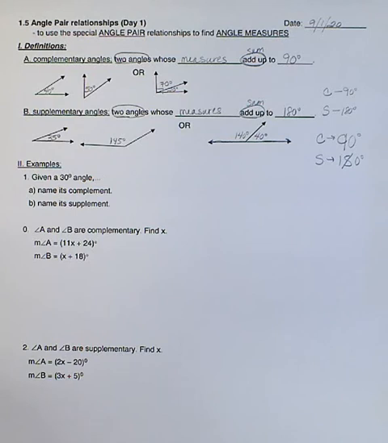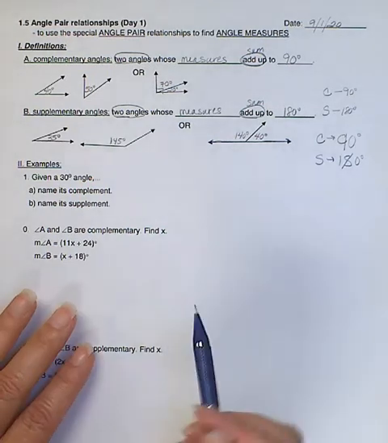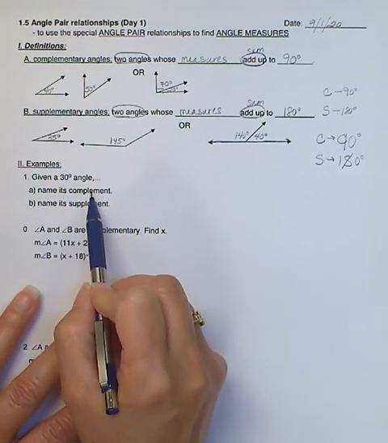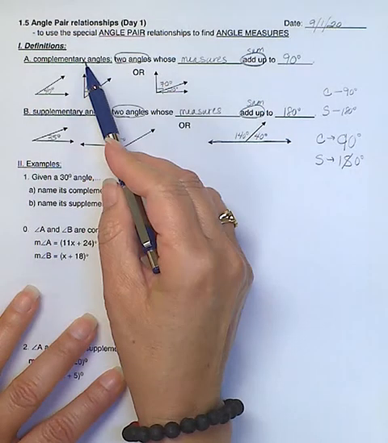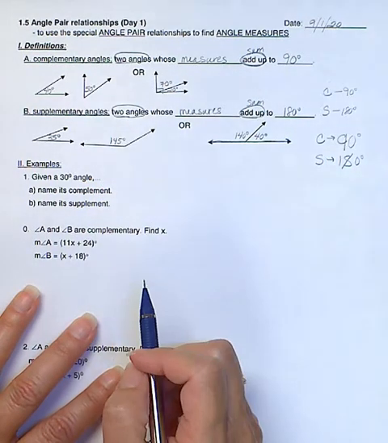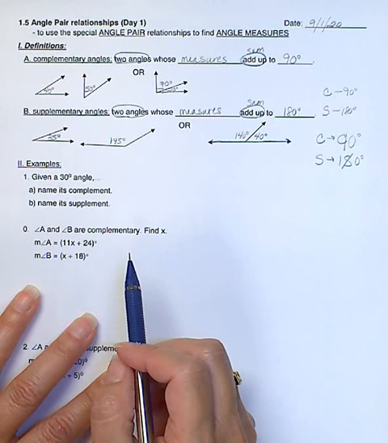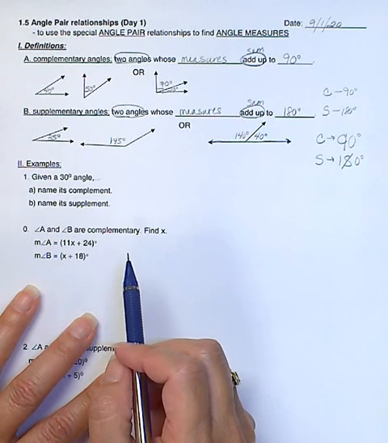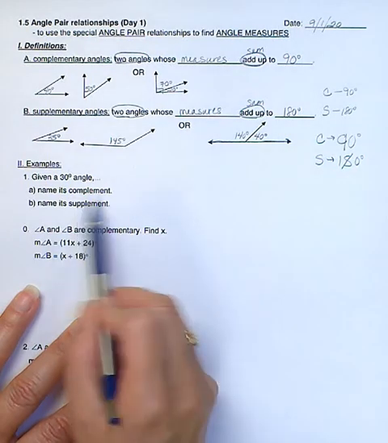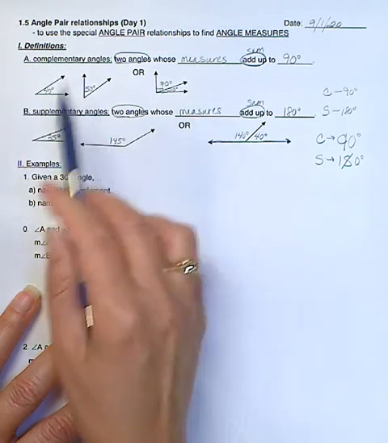That's what I needed to say. So given a 30-degree angle, name its complement. What is complementary to 30 degrees? So 30 plus 60 is 90. So a 60-degree angle is the complement. Given a 30-degree angle, name its supplement. What angle is supplementary to 30 degrees? That would be 150 degrees. So 150 degrees is the supplement to 30 degrees.